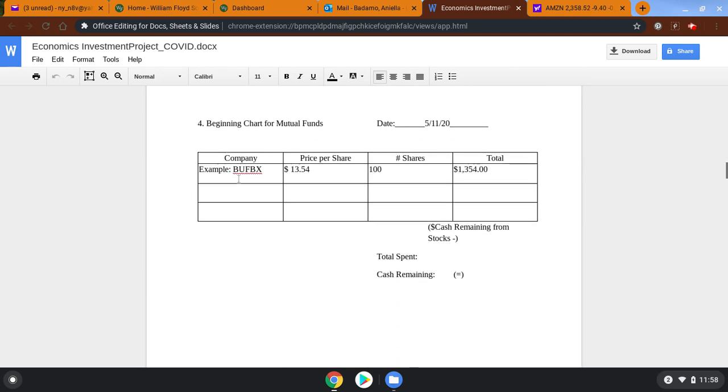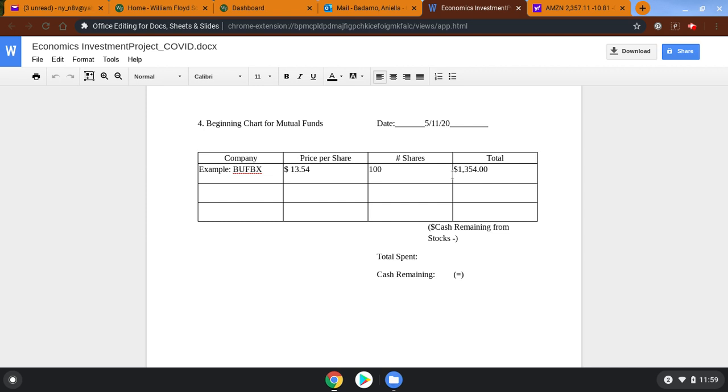So I give you an example, BUFBX, which stands for Buffalo Flexible Income. Current price per share the day I made this up for you last weekend actually was $13.54. Way cheap, right? Way below the $100 mark. So I'm doing 100 shares, which equals $1,000. I could do 1,000 shares, then it'd be $13,000. I know there's more lines here. You only have to pick one. You could use this one if you want to.